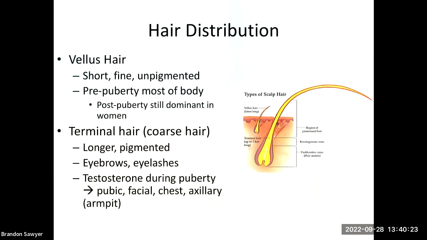We have two primary types of hair on our body. Vellus hair is what you think of as peach fuzz, right? So short, fine, unpigmented hair. Pre-puberty, this is most of the body. Post-puberty, it's still dominant in women, but a lot of those hairs shift over to terminal hair, which is called coarse hair, after puberty, especially in males. These are longer and pigmented, and testosterone has a lot to do with switching these follicles over from vellus follicles to terminal follicles in puberty.